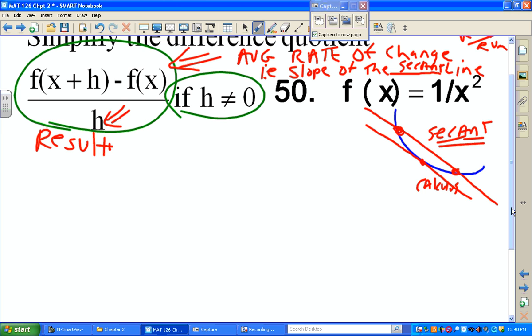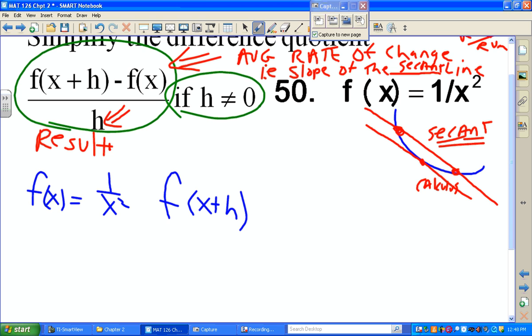1 over x squared. So here's a silly question. If f of x is 1 over x squared, I'm sorry, does anybody want to do this instead of me? I'll sit down and take a break. Go ahead. All right. What is f of x plus h? How do you write that? Well, you write f of x plus h. What does it mean is the question. What does it equal? 1 over x plus h squared. Right. All over h.